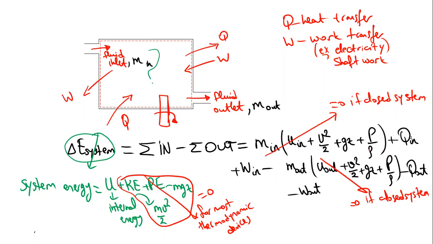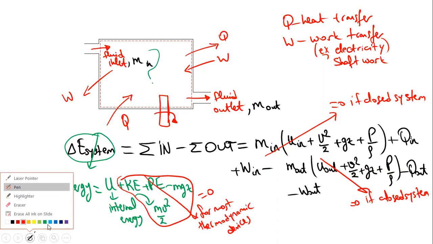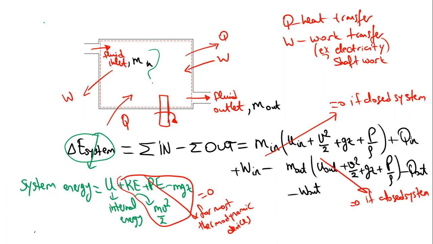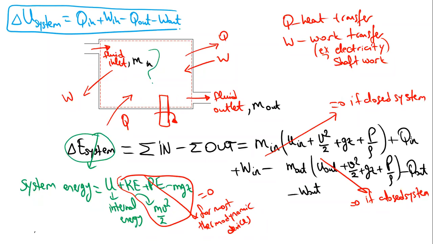Therefore, whatever is left is heat transfer minus work transfer. This will be the general condition for any thermodynamic device that we are analyzing. So the last result that is very important is that the change of internal energy of a system will be equal to Q in plus work in minus Q out plus work out. This will be the case that we will look for.